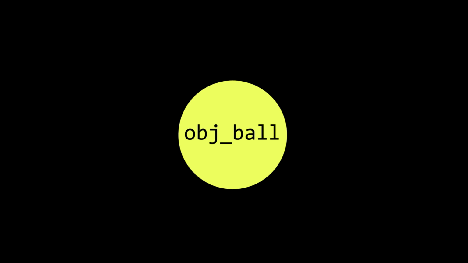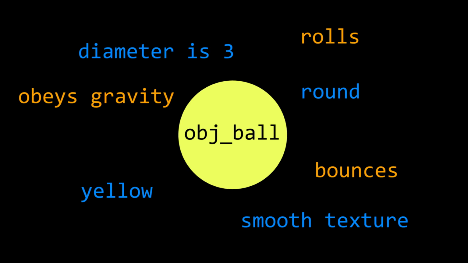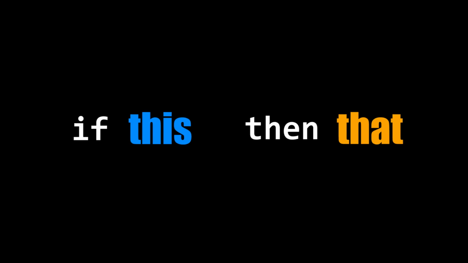So I can create an object, such as obj_ball, and then give it certain properties. I can also outline behaviors for it to perform. And these behaviors will all be dictated by specifying an event and then an action. And in fact, we can boil almost all logic in programming down to this sort of description. If this, then that. And this is exactly how GameMaker has structured objects.